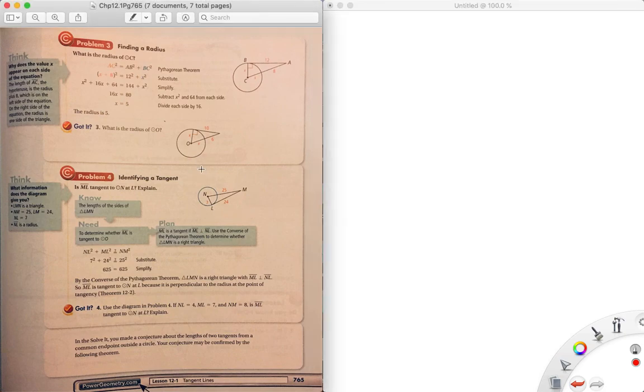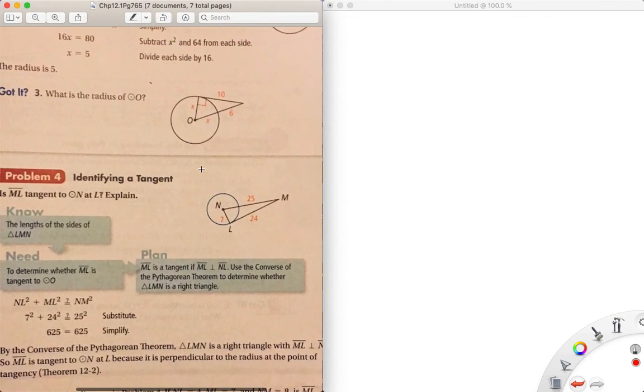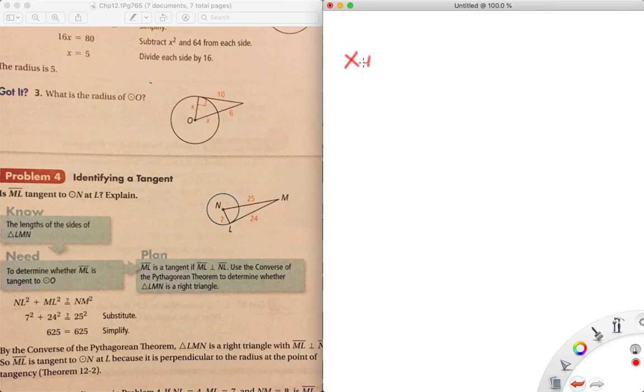So an example of this would be right here. They want me to find a radius. They tell me that it's perpendicular, so I know that this is a point of tangency. So since I know this is perpendicular, I know that this is a right triangle. So I can set this up using the Pythagorean theorem. In this case it would be x plus 6 squared is equal to x squared plus 10 squared. I know that it's x plus 6 because it's opposite of the 90 degrees, so this is the hypotenuse.